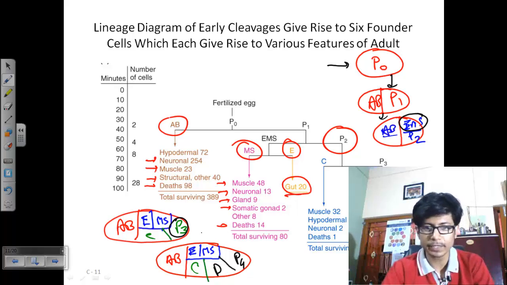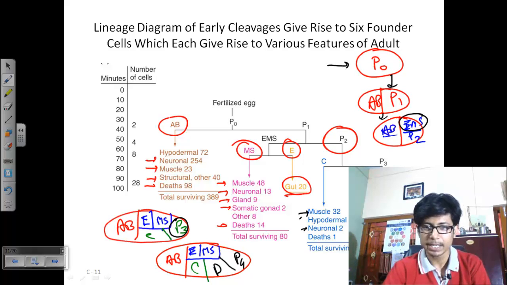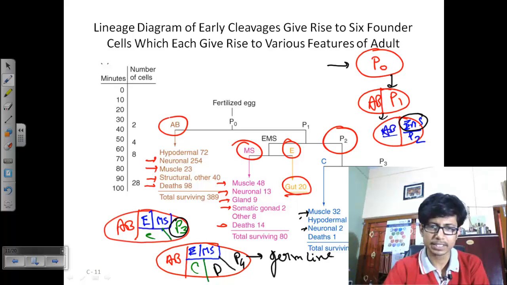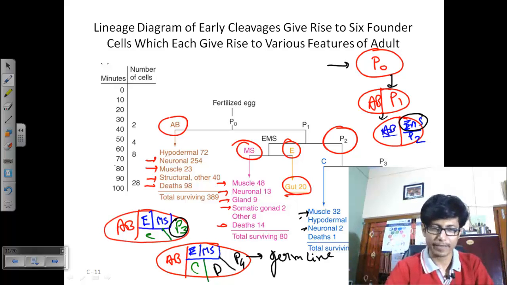Okay, so see, different regions produce different parts. Say the P2 section, whether it is made of C and D and P4, whatever, they produce muscle, neuronal regions, germ lines. Most of the cases, the P4, the ultimate region, produces the germ line. And the rest of the parts like D and C produce muscle. MS, mesoderm, also produces muscle, neuronal region, glands and all this. E produces gut. And AB produces again, AB is completely influenced by MS, because MS is present in close proximity to AB, and they produce the muscle and pharynx.